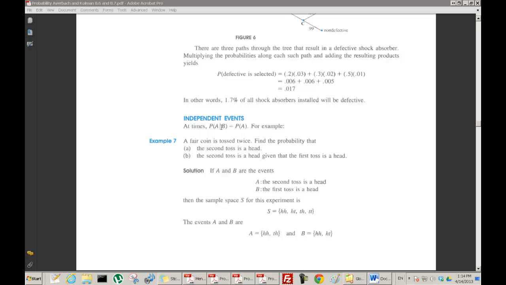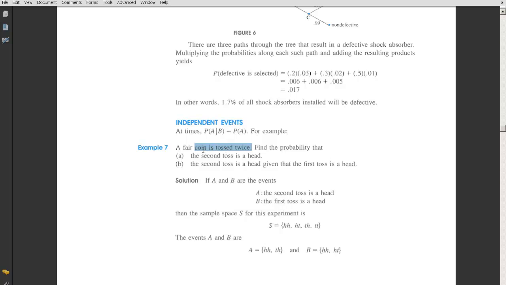For example, a fair coin is tossed twice. Find the probability that the second toss is head, and the probability that the second toss is head given that the first toss is head. This is kind of like the problem I explained before. This is the conditional: given that the first toss is head, the probability that the second is head is the same as just the probability that the second toss is head. So that's an example where this is equal to this. Anyway, they say that at times this is true. It's not always true, but sometimes it's true. In this case it's true because, like we said, the coin has no memory.